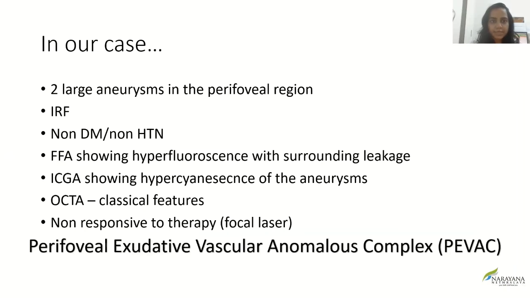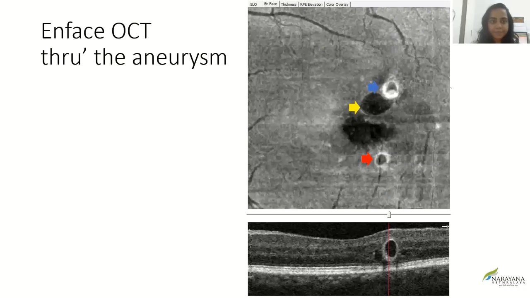So in our case, there are two large aneurysms in the perifoveal region with intraretinal fluid. There is no history of diabetes or hypertension. Fundus fluorescein angiography shows hyperfluorescence with surrounding leakage. ICGA shows hyperfluorescence of the aneurysms, and the OCTA shows classical features, and also non-responsiveness to therapy, that is the focal laser. All of this falls in the criteria described for PEVAC by Sakurai et al. in their first ever paper on PEVAC.